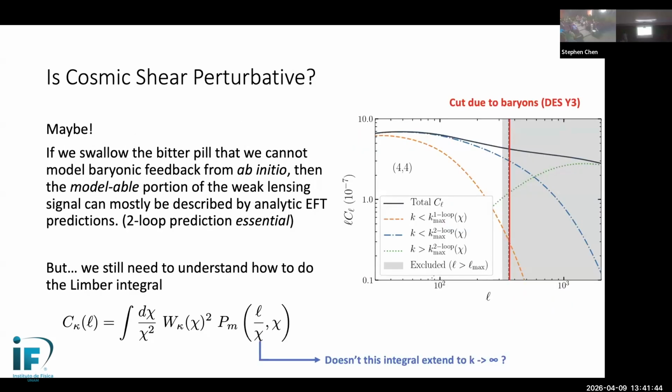So I think that that's really another motivation for trying to see if we can make progress on an analytic theory where we don't have to depend on fully solving the problem of hydrodynamic astrophysics. So the question now is: is cosmic shear perturbative? That is, are the modes that we can measure within the two-loop EFT enough? I think the answer really is maybe.